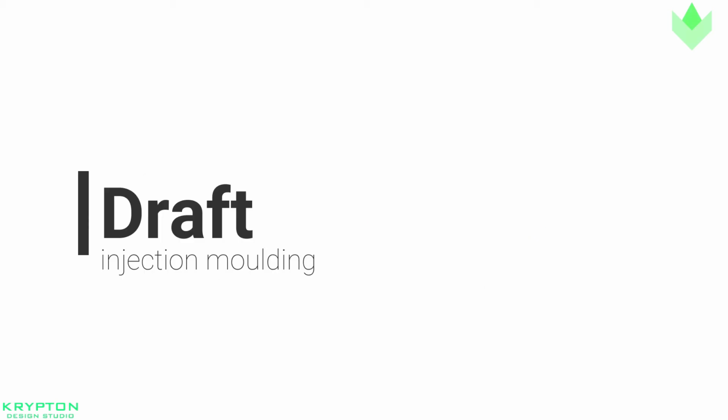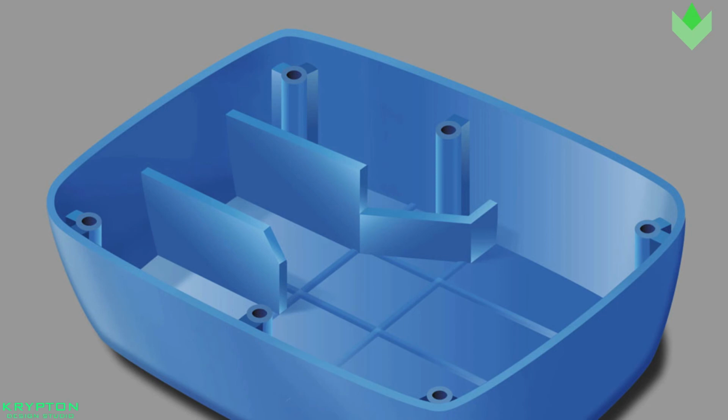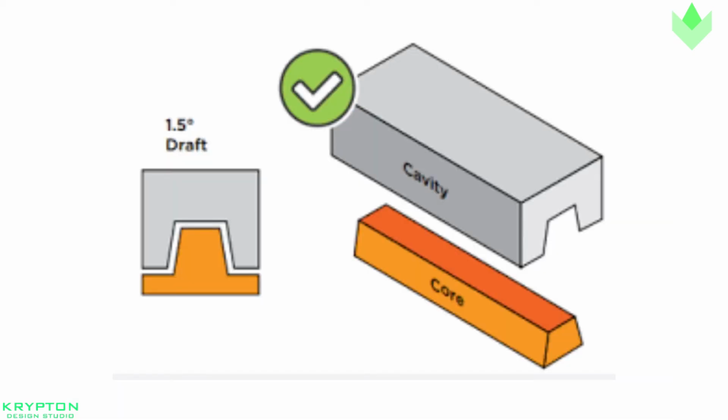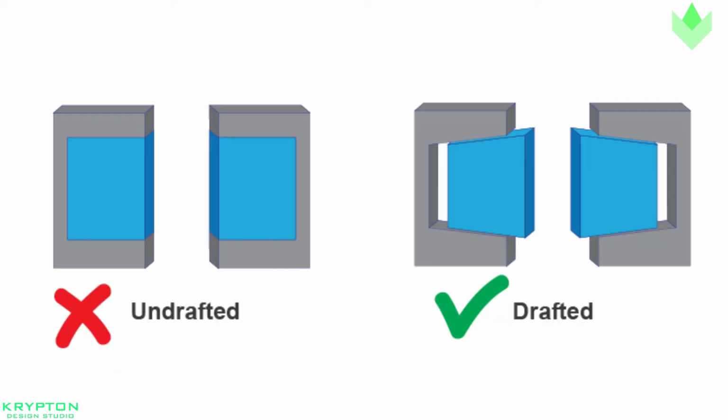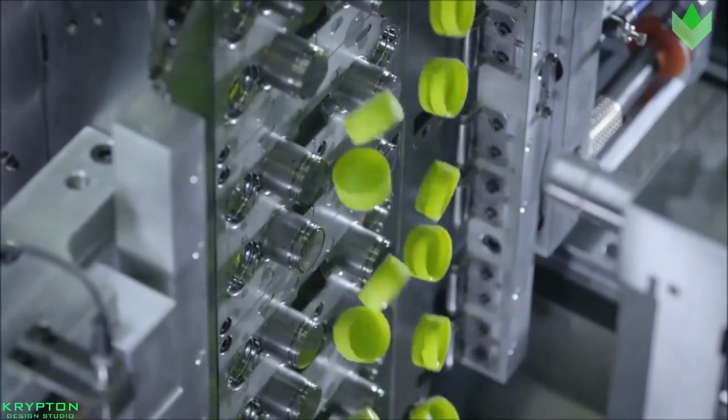Draft. Most injection molded plastic parts include features such as outside walls and internal ribs that are formed by opposing surfaces of tool metal inside the closed mold. To properly release the part when the mold opens, the side walls of the mold are tapered in the direction that the mold opens. This tapering is referred to as draft in the line of draw. This draft allows the part to break free of the mold as soon as the mold opens.